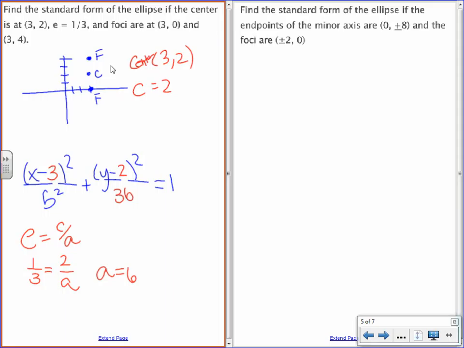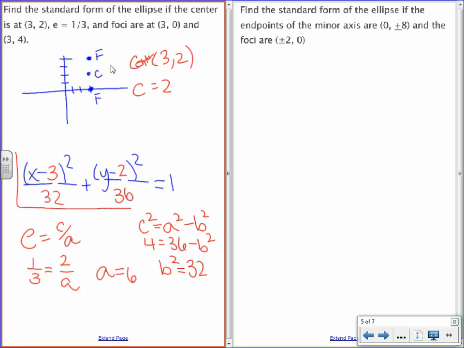Okay? Pod 4, how do we find b? c squared equals a squared minus b squared. Man, that has sure come in handy, hasn't it? So b squared is 32. Good? All right. Good teamwork. One more.